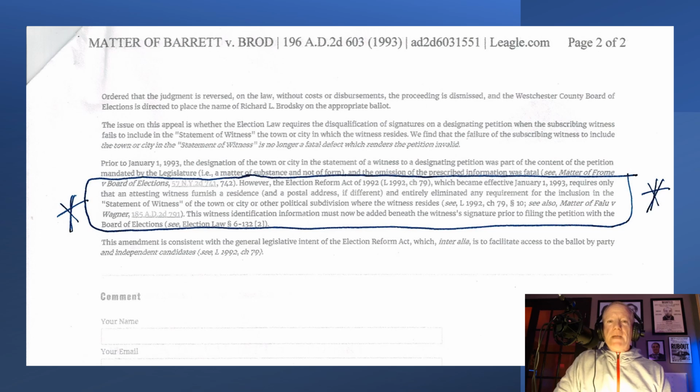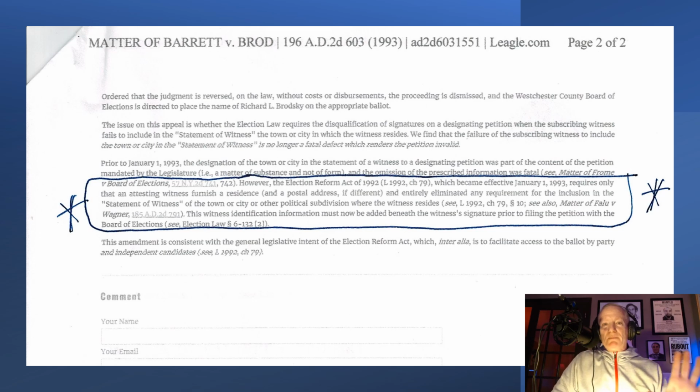Okay, so here it explains the Election Reform Act of 1992, which I guess the Board of Elections didn't know about. I guess they didn't know that 25 years before, the witness identification information section got invalidated. It got vitiated. It got taken away. However, the Election Reform Act of 1992, which became effective January 1st, 1993, requires only that an attesting witness furnish a residence and entirely eliminated any requirement for the inclusion in the statement of witness of the town or city or other political subdivision.